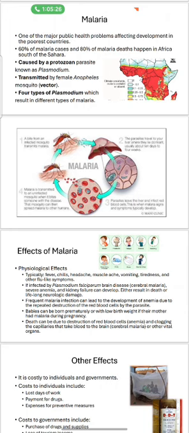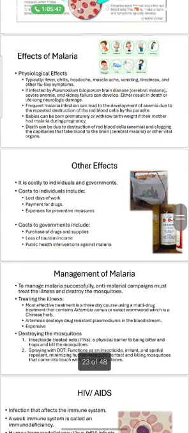Babies can be born prematurely or with low birth weight if their mother had malaria during pregnancy. This can be due to destruction of red blood cells, anemia, and clogging the capillaries that take blood to the brain, which is cerebral malaria, or other vital organs. Other effects. It is costly to individuals and government. Costs to individuals include lost days of work, payment for drugs, expenses for preventive measures. Costs to the government would include purchase of drugs and supplies, loss of tourism income, public health interventions against malaria.